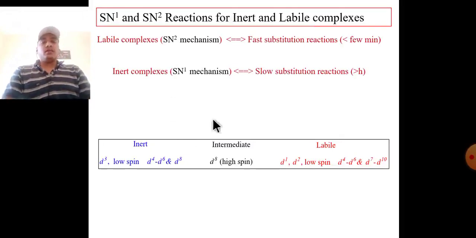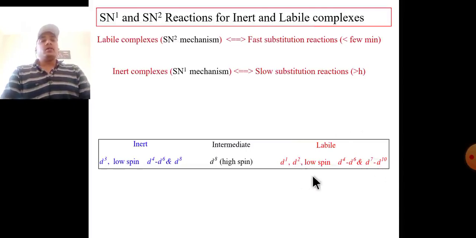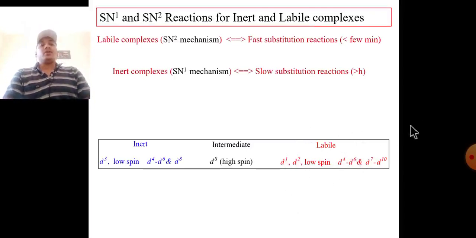In the d-electronic configuration, for inert and labile complexes, d3, low spin d4, d5, d6 and d8 are the inert complexes. The intermediate is d8, and labile are d1, d2, high spin d4, d5, d6, d7 and d10 configurations of the d orbitals.